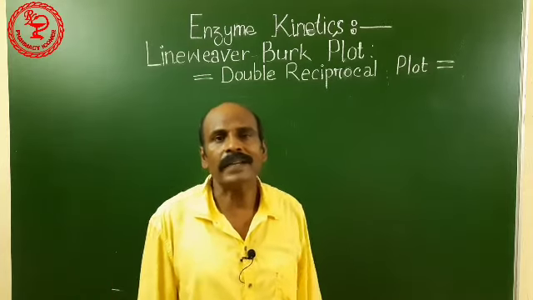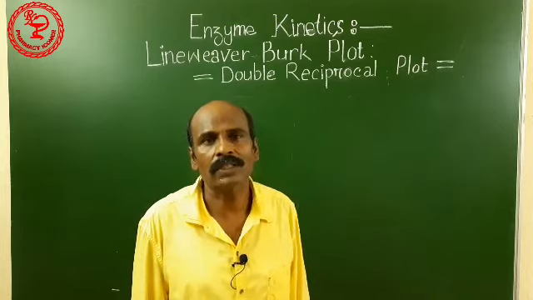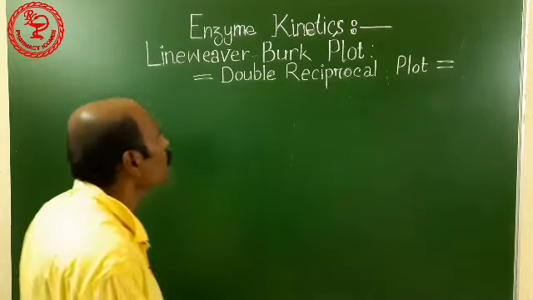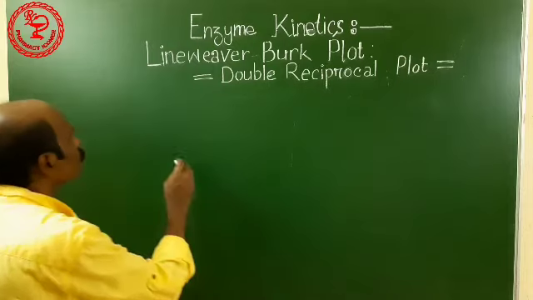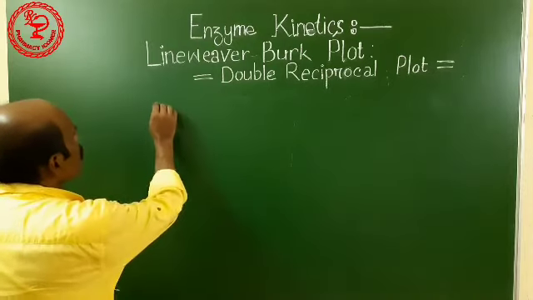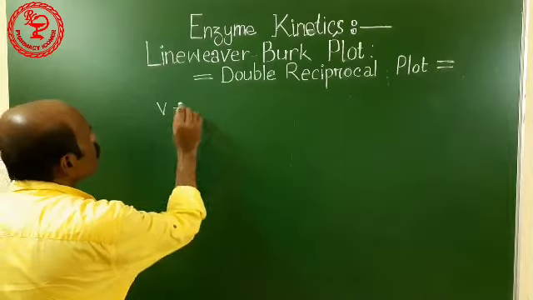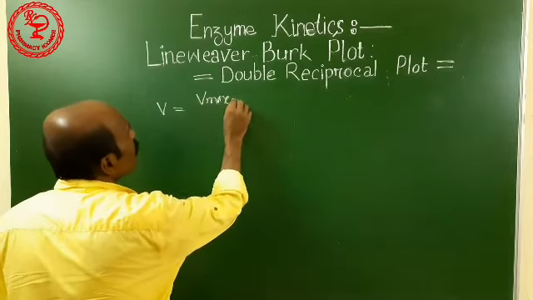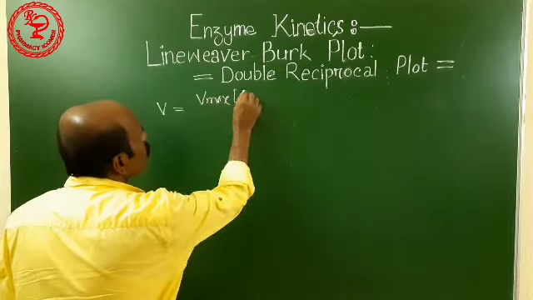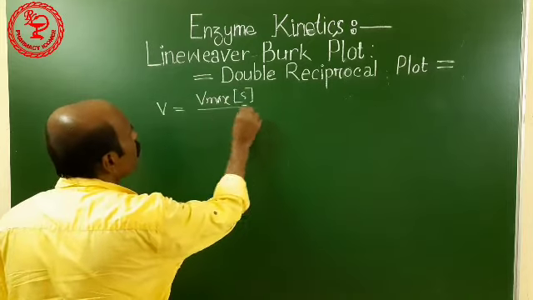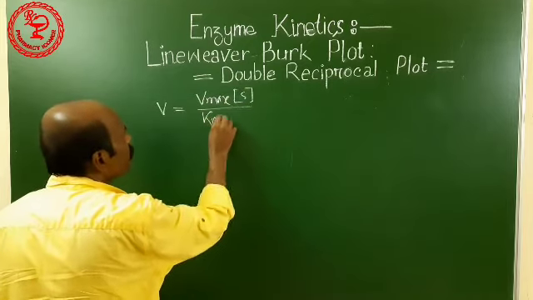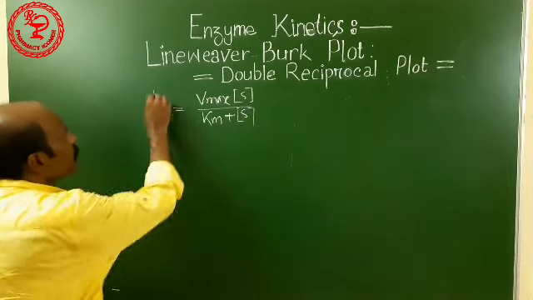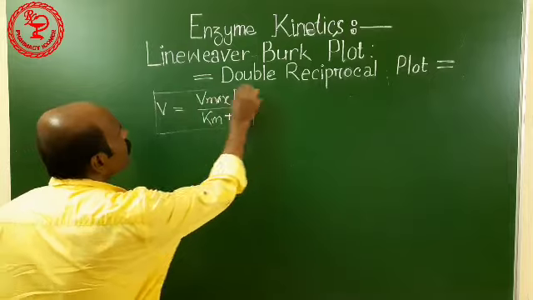So for your reference, in short, I am describing again the Michaelis-Menten equation. V is equal to Vmax into substrate concentration divided by Km plus substrate concentration. This is the Michaelis-Menten equation.